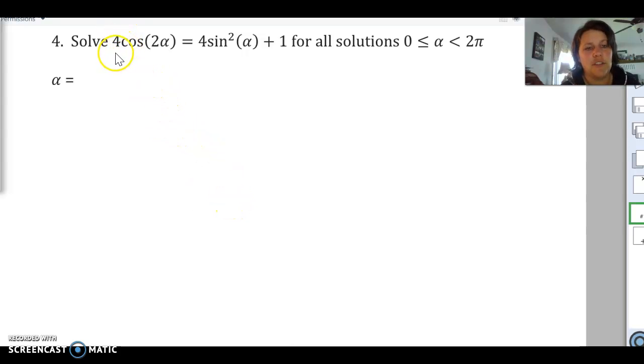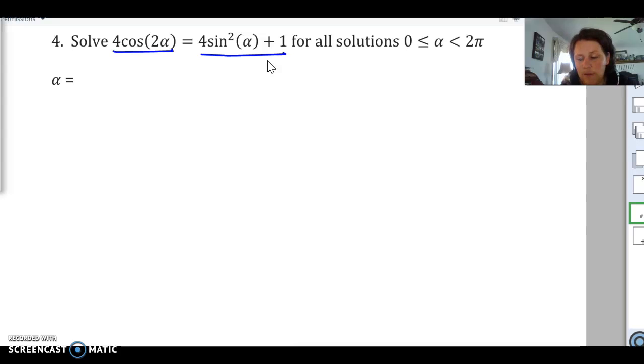Alright, so first of all, we have an equation. We've got 4 cosine 2 alpha is equal to 4 sine squared alpha plus 1. It's almost like a quadratic equation, but it's not. We've got sine squared and we've got cosine of a different angle. So let's look at the formulas that we've been using. We've been using the double angle formula and we've also been using the half angle formula.